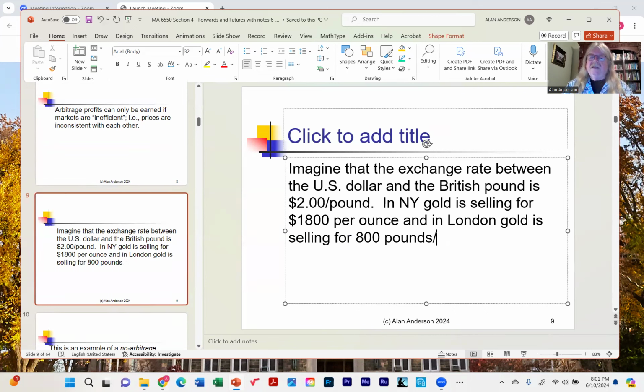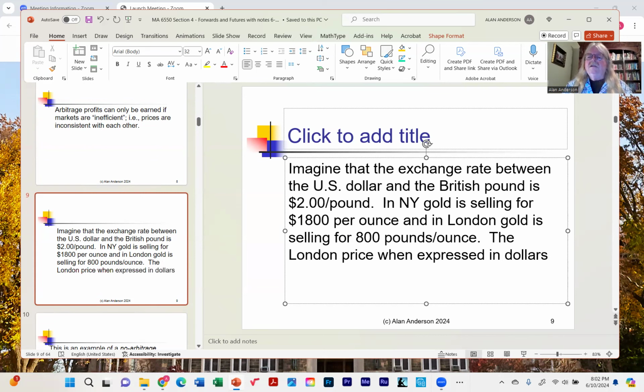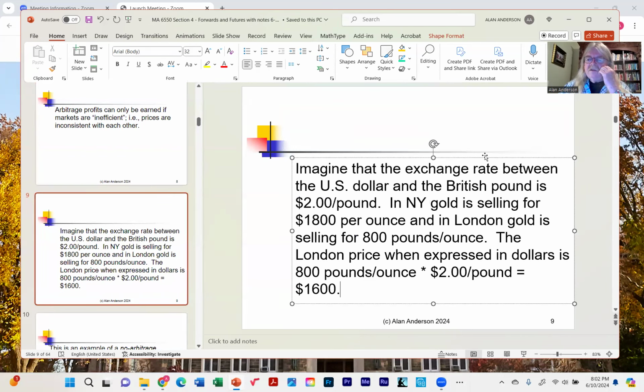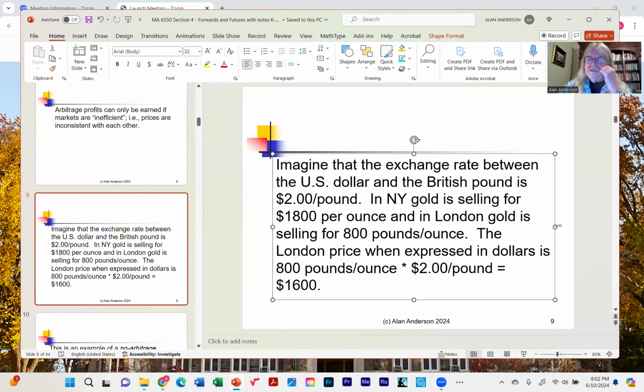Okay, now you might say, well, what's the big deal? Well, clearly, the London price when expressed in dollars is 800 pounds per ounce times $2 per pound, which works out to $1,600. So what's going on here? The gold seems to be cheaper in London than in New York. So you might say, well, so what?